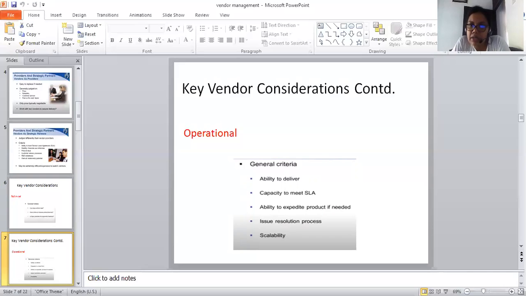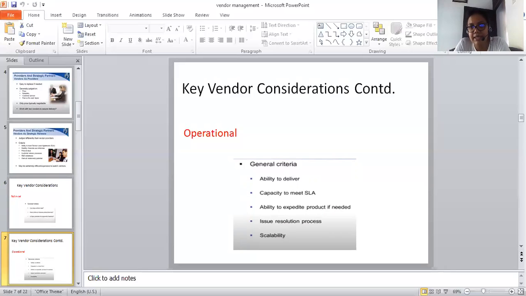And so the issues and resolution process: if you are going to encounter an issue, how are we going to overcome it, what are the steps that you are going to undertake. Those things we look into when it comes to the operational aspect of vendor considerations.